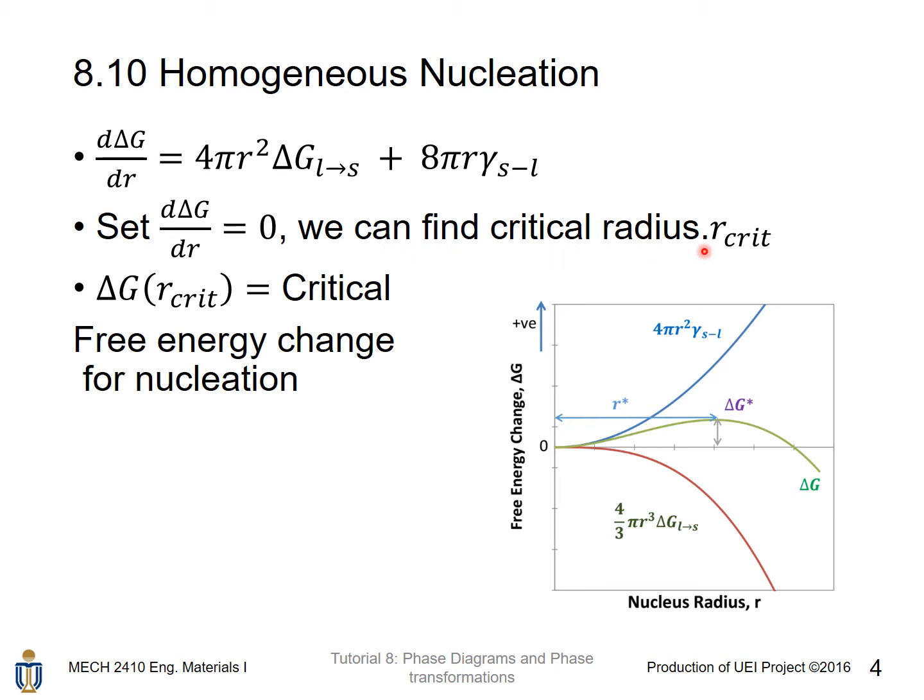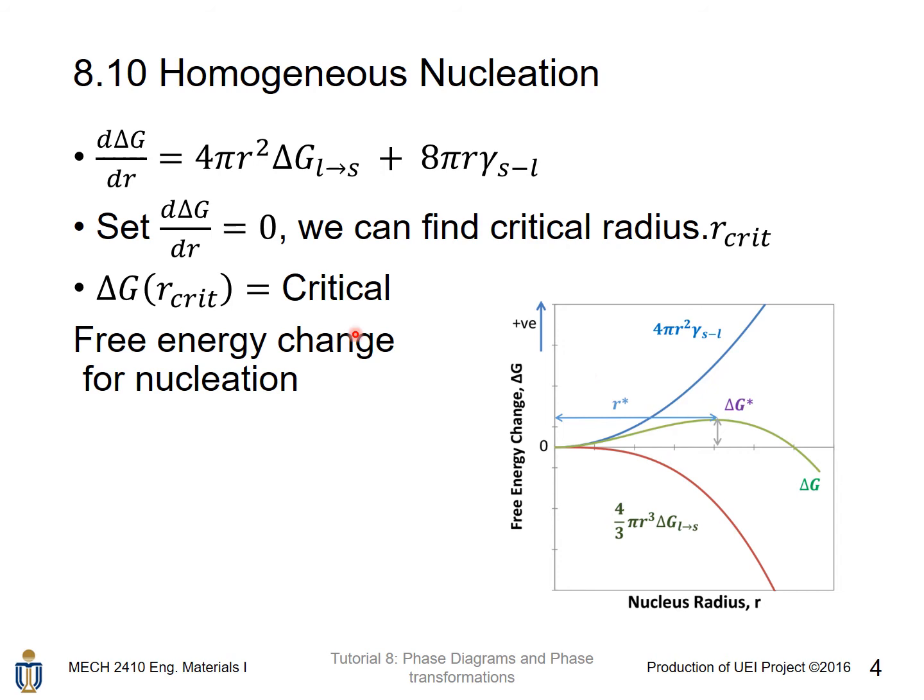Then we can find the critical radius, R critical. This critical radius describes the minimum radius that the nucleus needs to reach in order for the nucleation to freely go. It is because at a certain point from 0 radius, there is no nucleus. First, the nucleation requires energy, and then afterwards, it will start releasing energy, which allows the nucleus to grow.